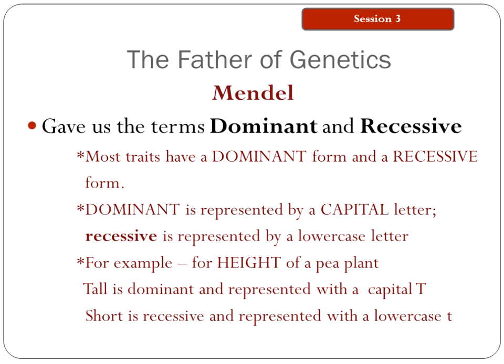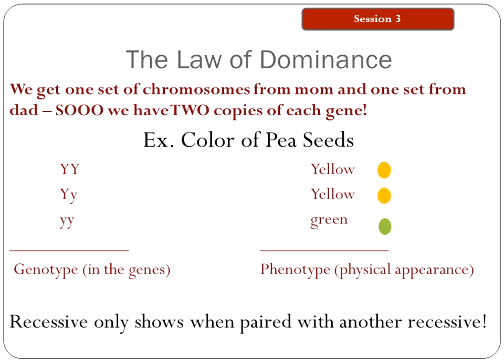Okay, and the way we know that tall is dominant over short is based on the inheritance patterns that are shown from parent to offspring. We'll go over a few of these. So we get one set of chromosomes from mom and one set of chromosomes from dad. So we actually end up with two copies of each gene. You have one copy of the height gene from mom and one copy of the height gene from dad.